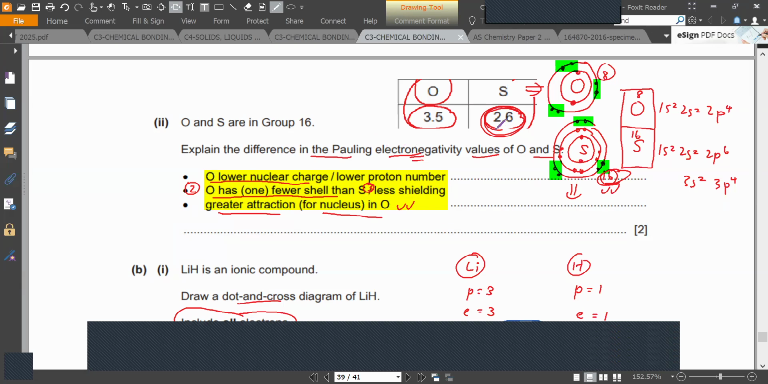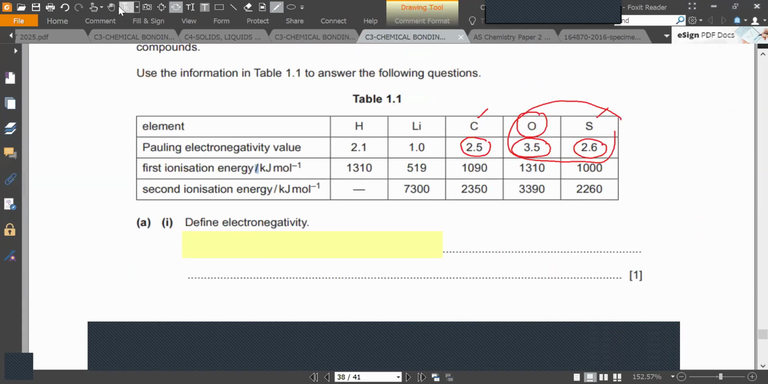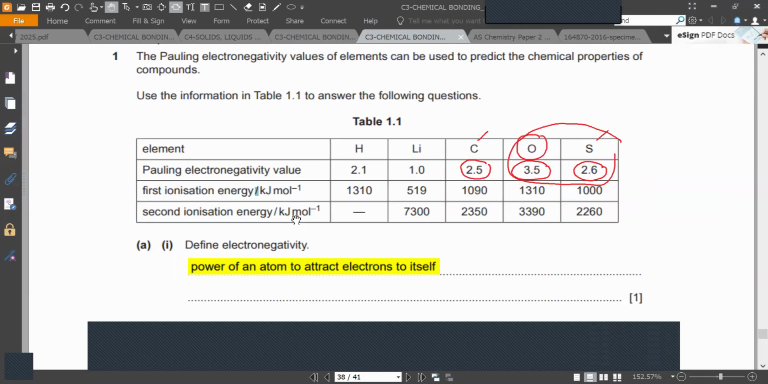So both will play a role: nuclear charge and the radius, and the distance. In this case, the distance is more significant. How far away the electrons are from the nucleus is playing a more important role here. Okay, you see, define electronegativity. This question gets repeated a lot. The power of an atom to attract electrons to itself.